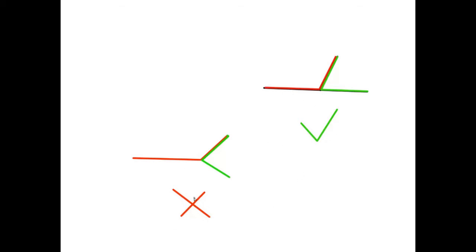On the other hand, this one is not a linear pair. They are adjacent, they share the same vertex, and they have a common side, but their non-common sides are not opposite of each other. They might be going in opposite directions, but they have to be exactly opposite to each other. This one's going down more, this one's going more to the left. So these two are not a linear pair.